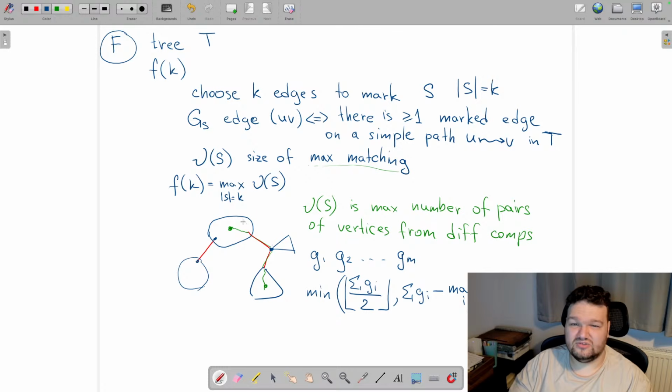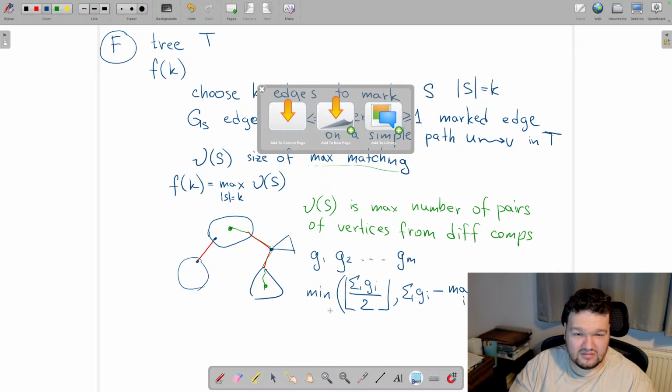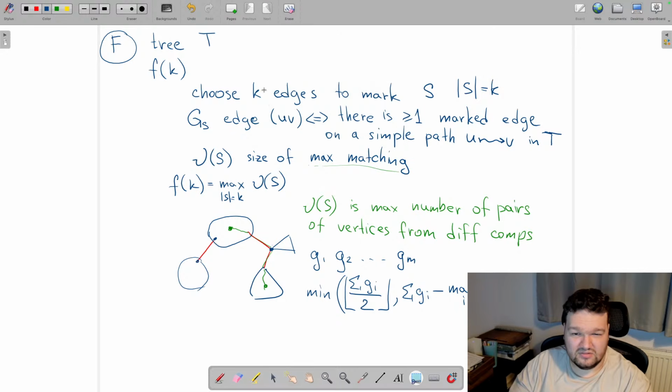I again draw behind my camera. Can I move it somehow? No. I can do it.